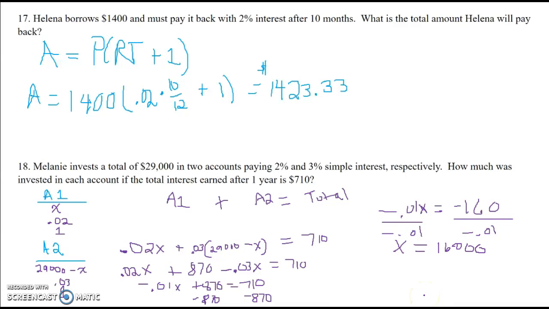So 16,000 is what I put in the first account, and if I find 29 minus X, so 29,000 minus 16,000.